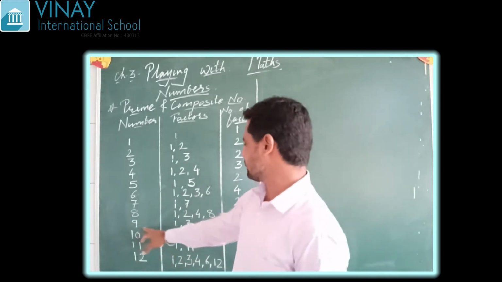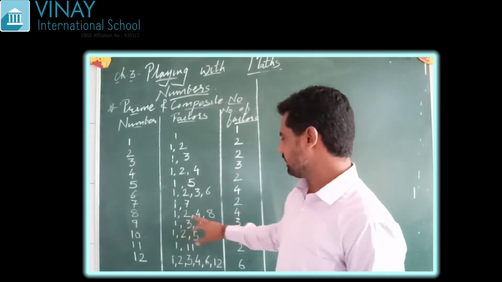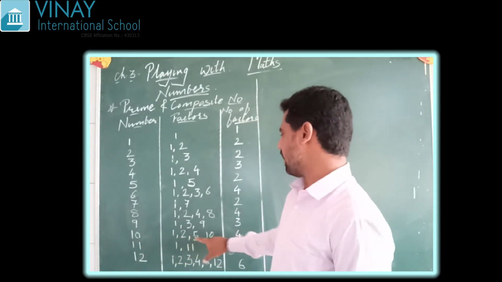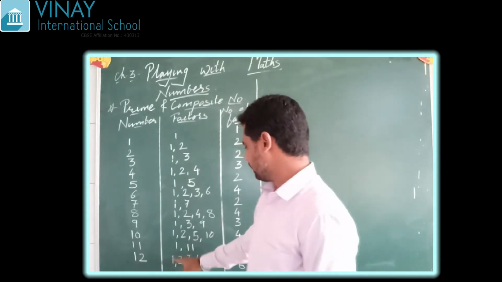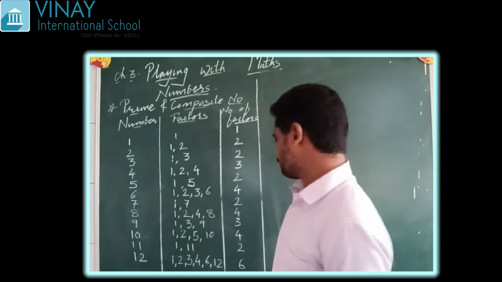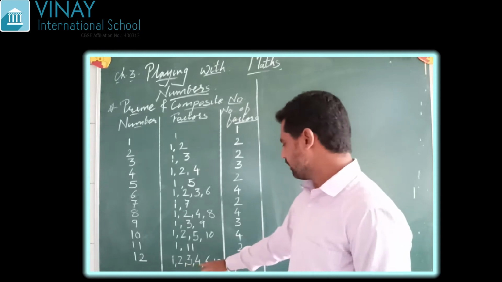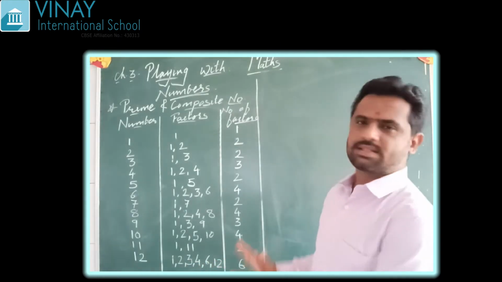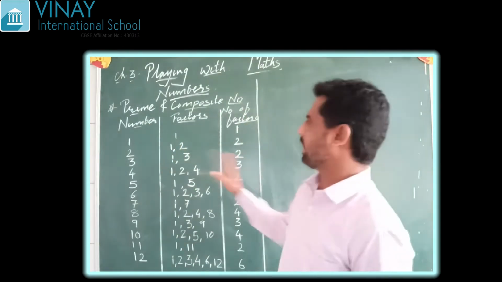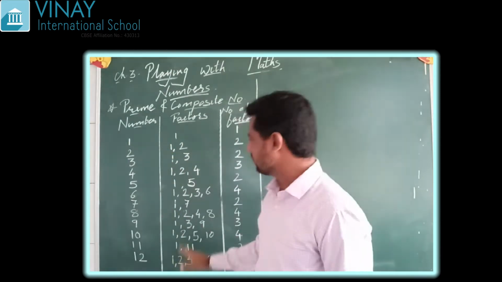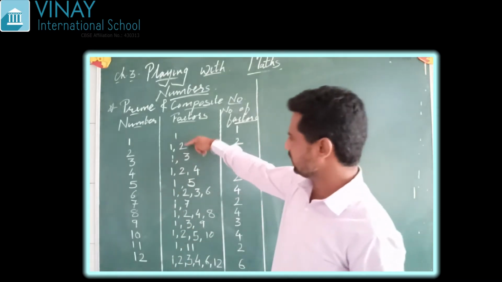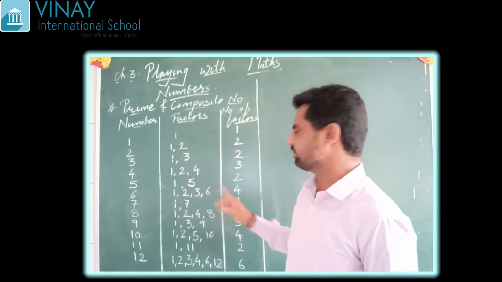9 has 3 factors, 1, 3, 9. 10 has again 4 factors, 1, 2, 5, 10. 11 has again 2 factors, 1 and 11. Now 12 has 6 factors, 1, 2, 3, 4, 6 and 12. By this we can understand that every number has at least 2 factors, except 1. 1 is a factor of every number and the number itself is also a factor of this number.